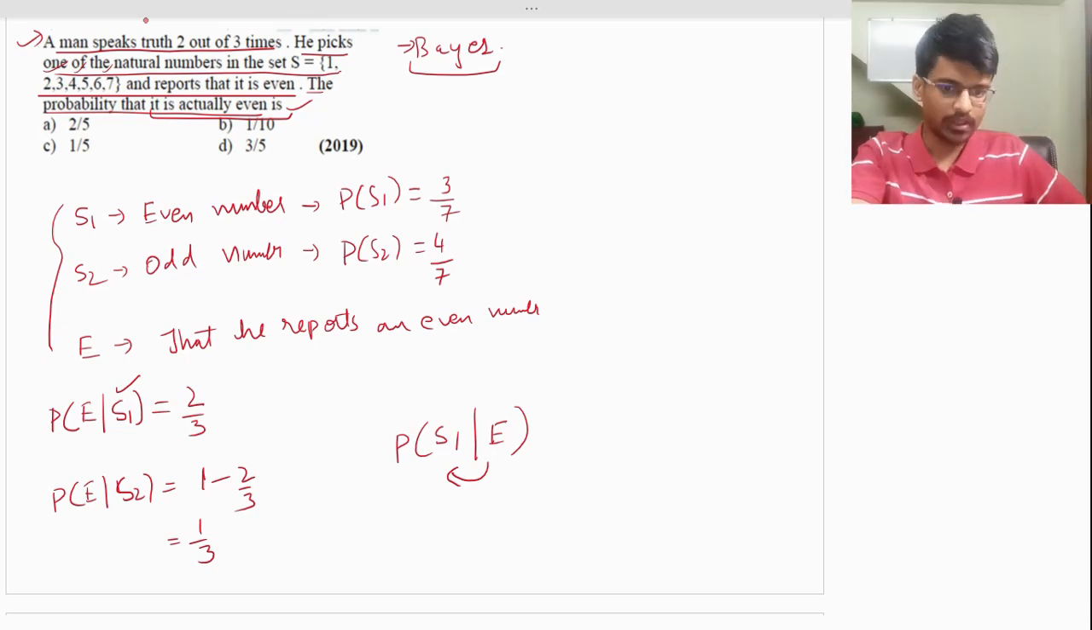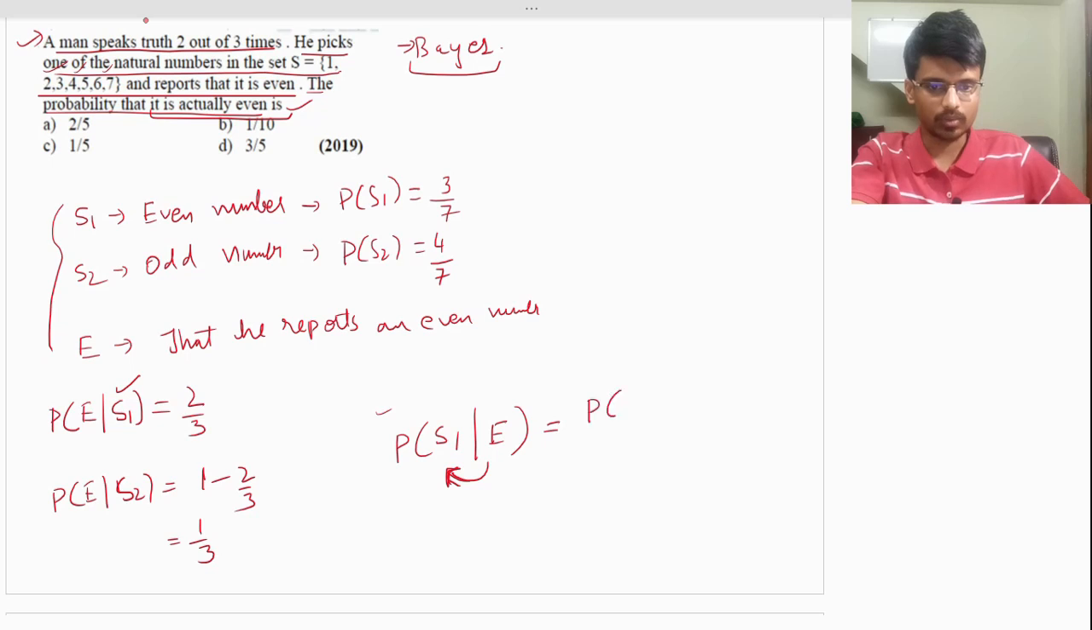We are assuming that he picks an even number. E is an event that he speaks an even number. So provided that he speaks an even number, what is the probability it is actually an even number? That is S1, right? So we have to find what is P of S1 given E. So we will be applying the Bayes standard formula.